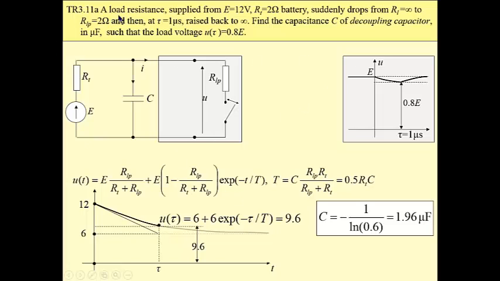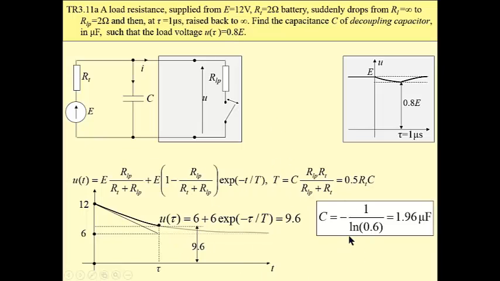In this circuit we have a load resistance supplied from a battery, and this resistance suddenly drops from infinitely large to 2 ohm, which is exactly the same as the internal resistance of the battery. And then at time of 1 microsecond this resistance rises back to infinity, and our task is to find the capacitance of this decoupling capacitor such that the load voltage never drops below 0.8 E, 9.6 volt, which means that at this instant of time this voltage may drop up to this voltage.